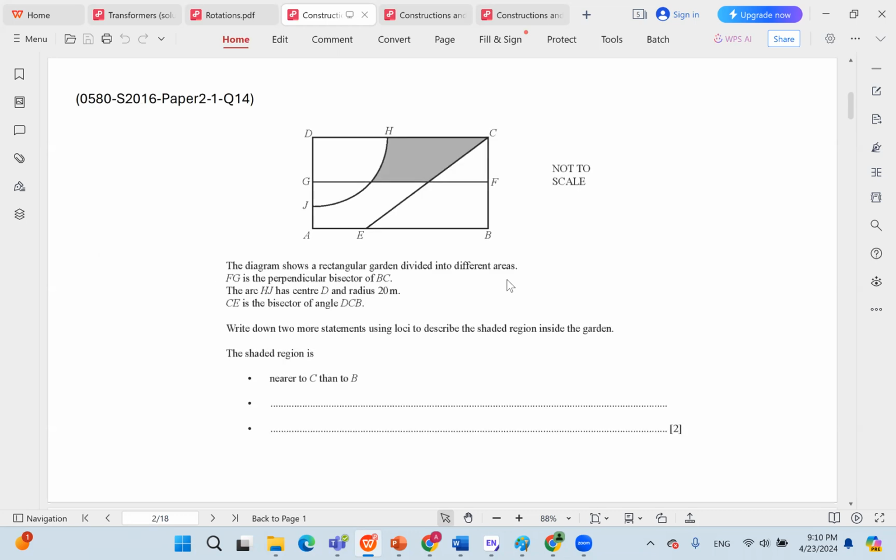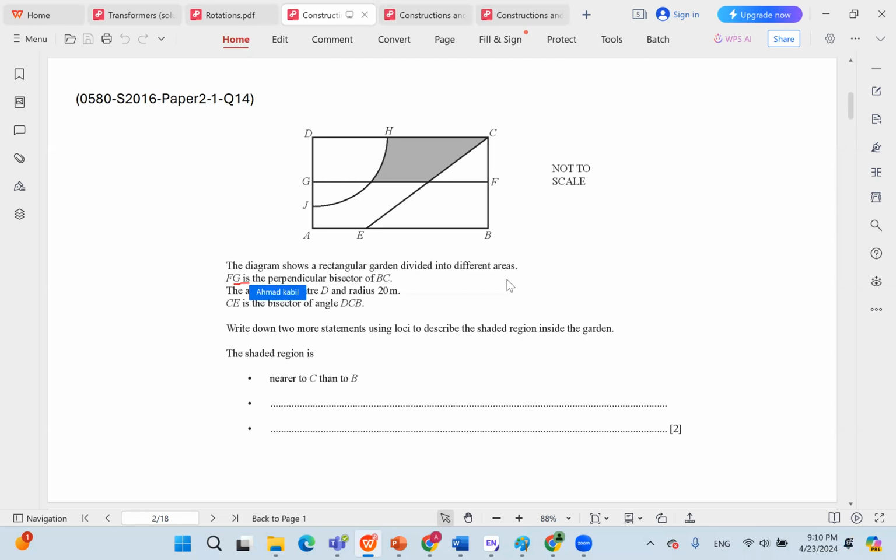The diagram shows a rectangular garden divided into different areas. FG is the perpendicular bisector of BC. The arc HJ has center D and radius 20. CE is the bisector of angle DCB. Write down two more statements using loci to describe the shaded region inside the garden.